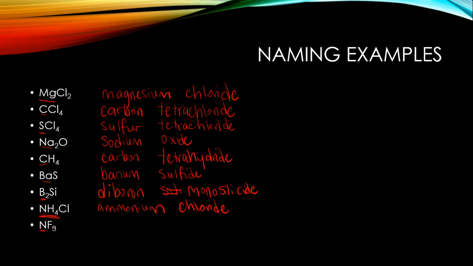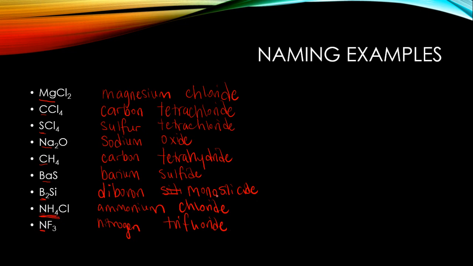Last but not least is this one. Now this is just plain old N. There's 2 ingredients, so this is covalent, and there's only one. So on our first one, we're simply going to name the nitrogen, and then we'll use the prefix tri for the fluorine and change fluorine to fluoride.